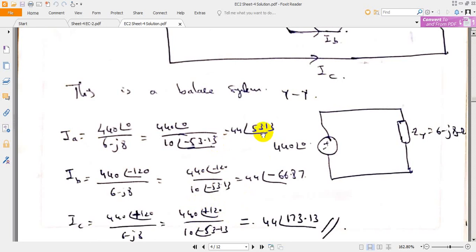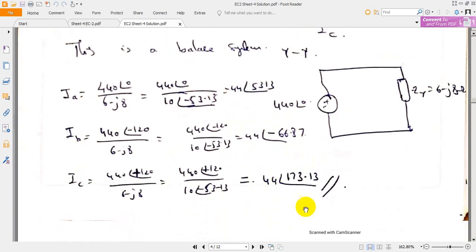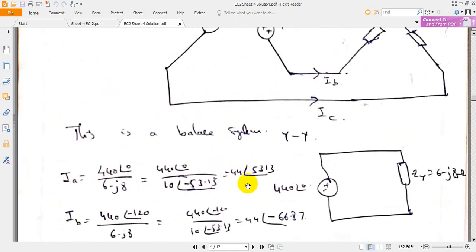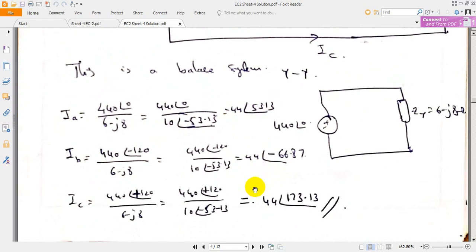If you evaluate, you will get these values. Or simply the other form is, if you calculate the first parameter IA, to that parameter add minus 120, you will get IB, and to the IA parameter add plus 120, you will get IC. Either you can go for this procedure, or you can evaluate the first parameter and then add minus 120 and plus 120 to the first parameter. You will get the remaining currents.